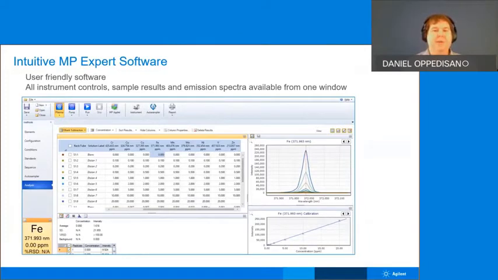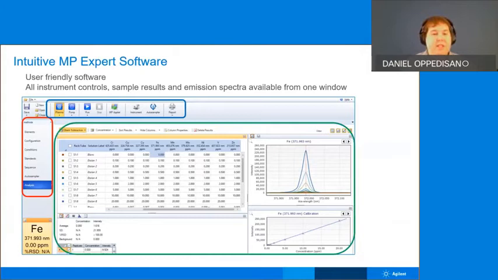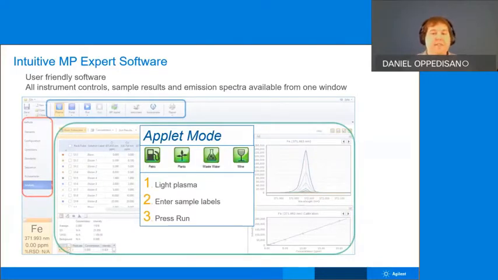The MP Expert software has been designed to be user-friendly with an easy-to-follow workflow, taking the user through all the steps leading to analysis. The instrument controls are all at the top of the screen. And in the same window, we can see the results, replicate data, emission spectrum, and calibration. MP Expert also features applet mode for the simplest steps to sample analysis in three easy clicks. You simply need to select the applet icon from the desktop to load a method, light the plasma, enter the sample labels and press run.